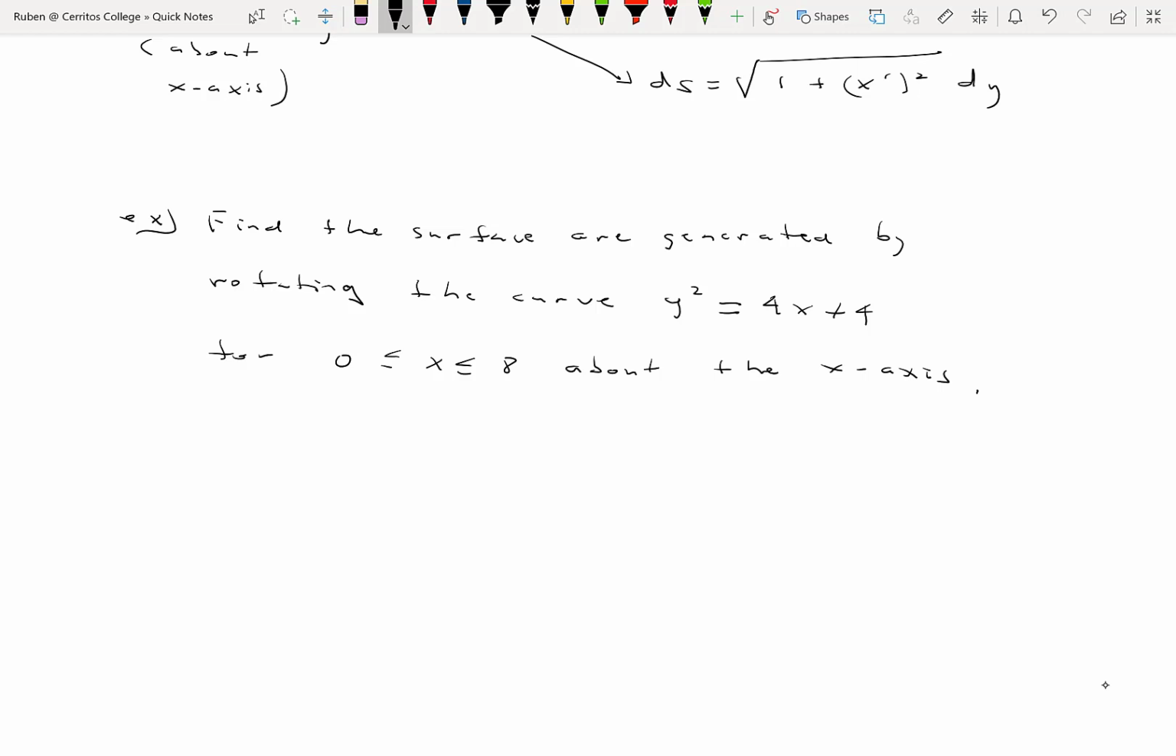Okay. Now notice we're not given x as a function of y or y as a function of x. We have to solve for one of the variables. So we choose, it's our choice, what we want to do as the person doing the problem. We choose if we're going to integrate with respect to x or y.